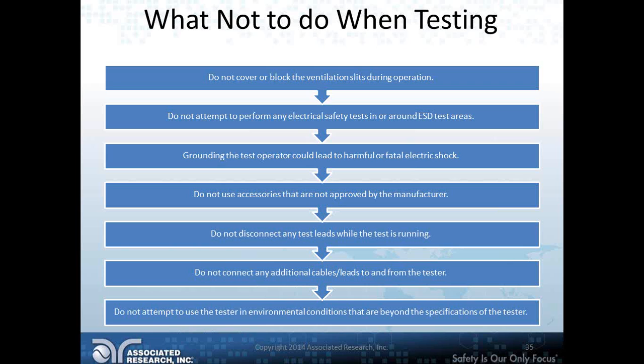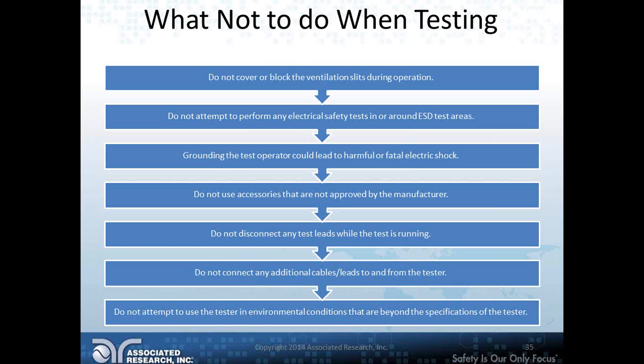Do not disconnect any test leads while the test is running. Of course, for example, during a HiPot test, you're charging up your device with a very high potential. Now, if you disconnect the return lead, your product is fully charged and you've disconnected the discharge path to your product, and if somebody comes in contact with that product that's already fully charged, that operator or whoever comes in contact is going to provide the discharge path, and that could lead to very bad things. So that should be completely avoided. No test leads should be touched while the test is being performed, and no additional cables or leads to and from the tester should be used.